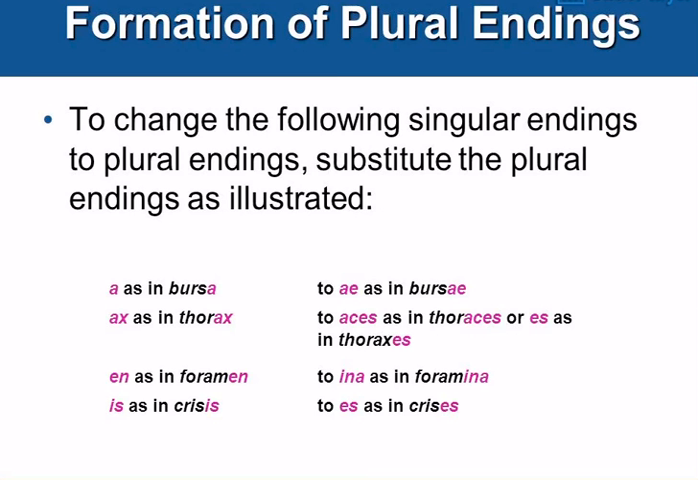Formation of plural endings. To change the following singular endings to plural endings, substitute the plural endings as illustrated. A as in bursa to AE as in bursae. AX as in thorax to ACES as in thoraces, or ES as in thoraxes. EN as in foramen to INA as in foramina. IS as in crisis to ES as in crises.